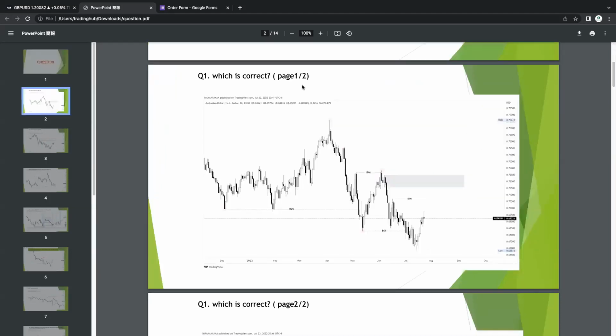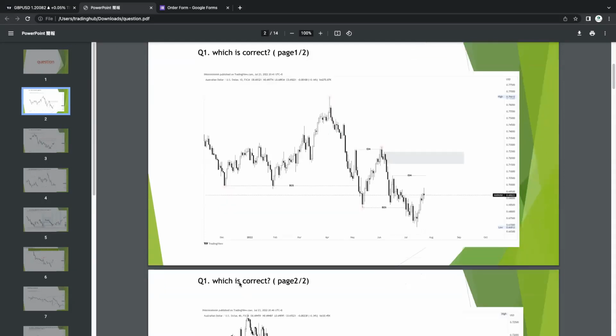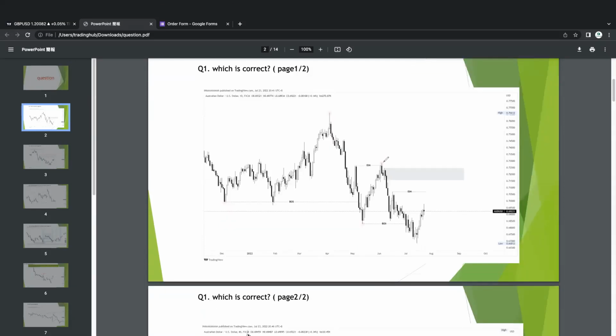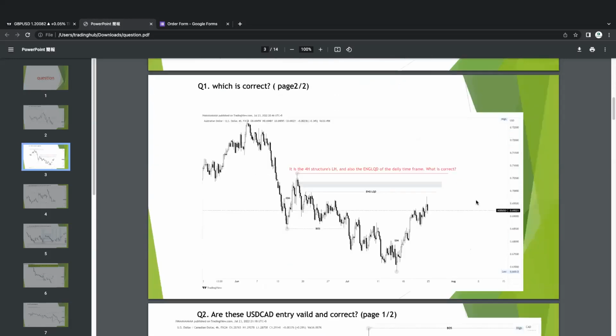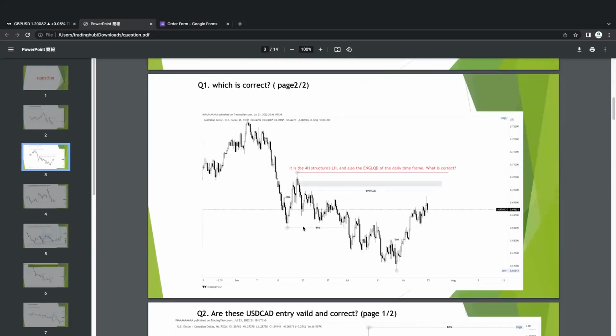Which one is correct? BOS, inducement taken out. Yes, we can sell here, of course. First entry is here. Again, BOS, taken out the inducement. We can sell here, which is correct. This one is correct. And the next question: this one, taken out inducement, BOS, inducement, engineering liquidity, correct. This one is also correct.